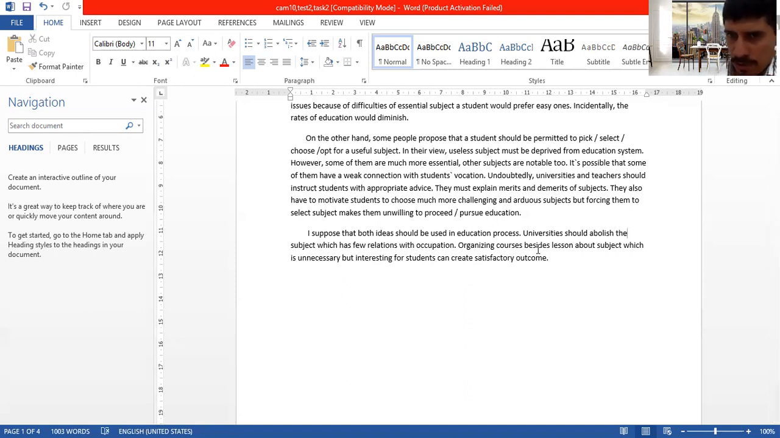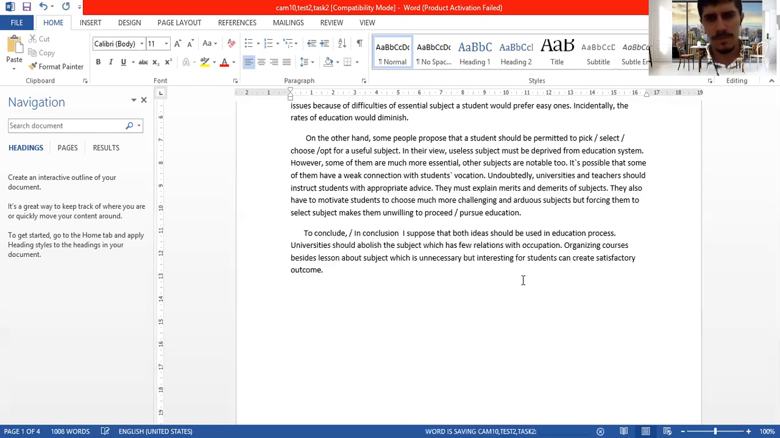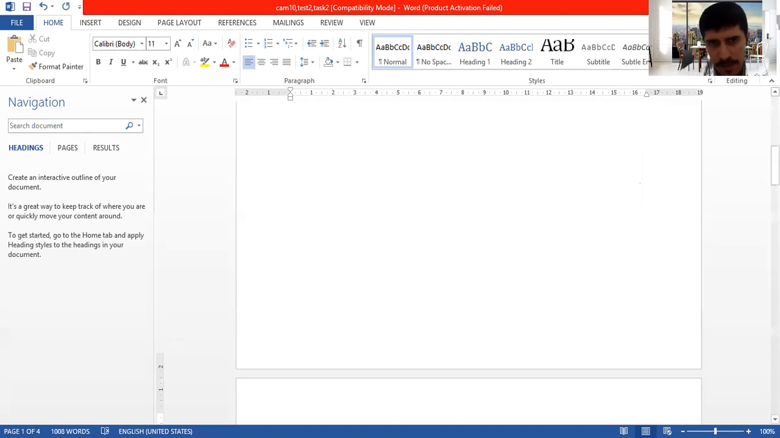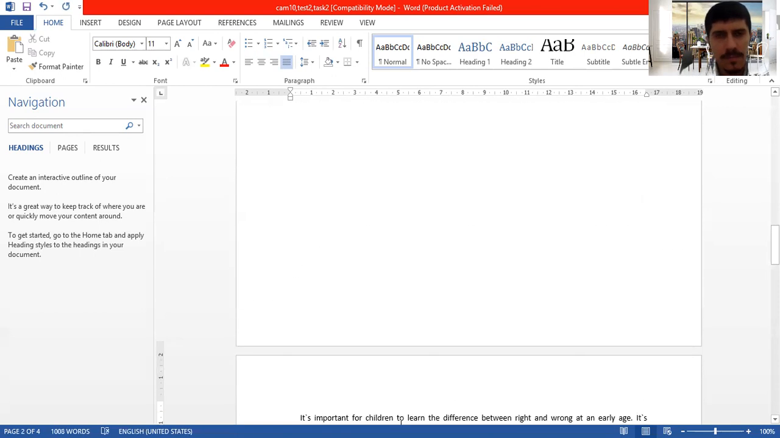So organizing courses. So one thing to be made sure is that whenever we write the conclusion part, we need to use the word conclusion or conclude, okay? So you can start like this, to conclude, or in conclusion. And organizing courses besides lessons about subjects which are unnecessary, but interesting for students can create satisfactory outcomes.